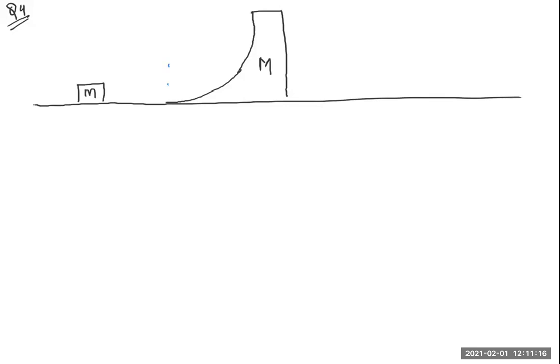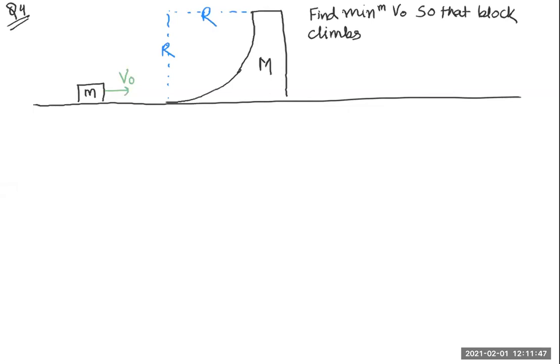So we have a wedge which has a cylindrical cross section of radius r. And we have a block which is projected with a velocity v naught. Find the minimum v naught so that the block climbs, just reaches the top of the wedge. No friction anywhere.